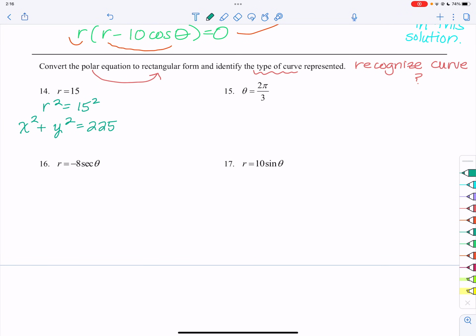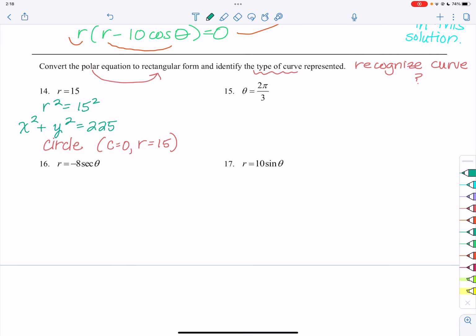So here, as you can see, we have a circle. And we could just note that the center is at the origin (0, 0) and the radius of that circle is equal to 15. Just thought we'd add that.